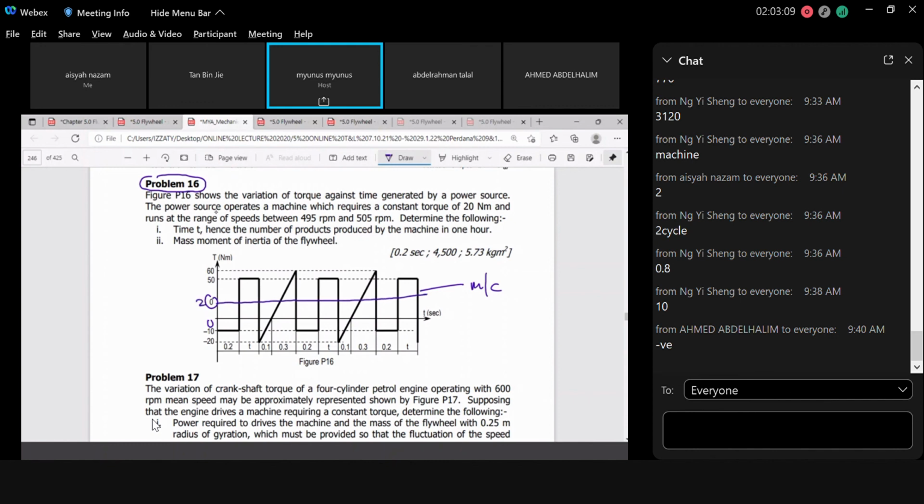So my question is, how many cycles do we have in your graph? The presented graph, or the given graph, how many cycles do we have?